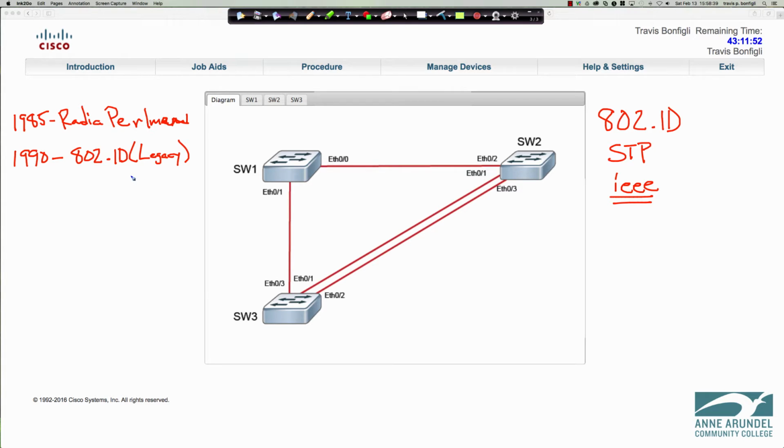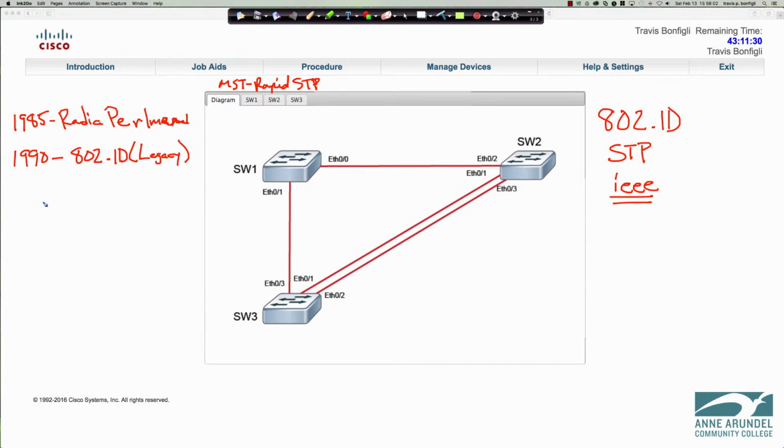However, in your environments today, you should be running rapid spanning tree protocol or multiple spanning tree protocol. Keeping in mind that multiple spanning tree protocol, or MST, actually uses rapid spanning tree under or behind the curtain, right? So rapid spanning tree protocol, abbreviated there.